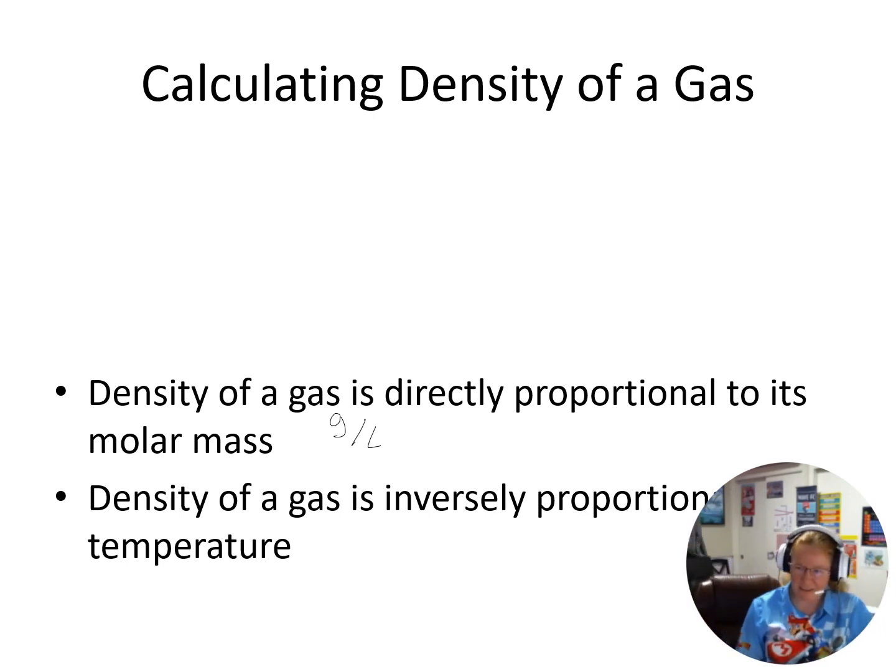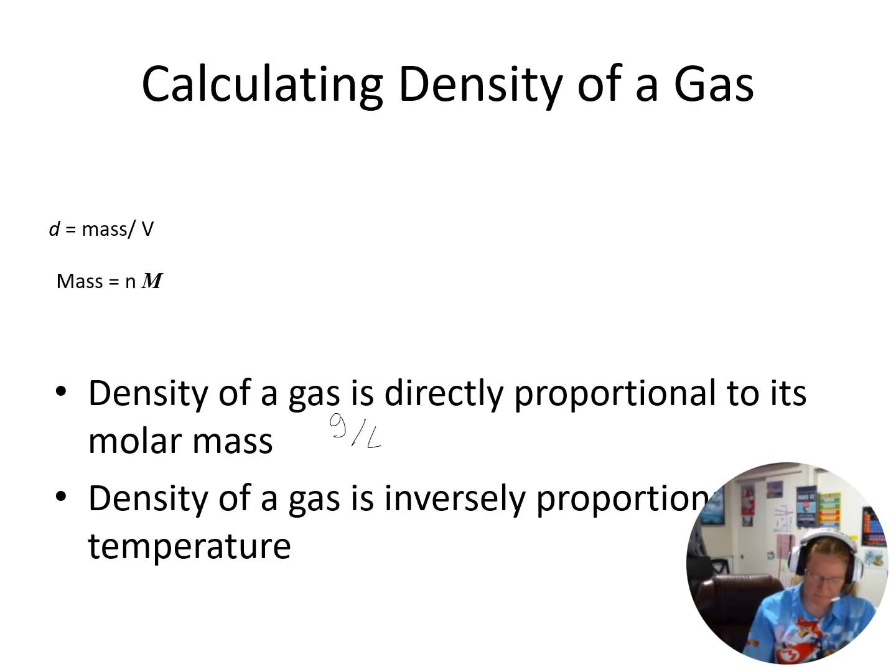Let's take a look at how we rearrange all this stuff. Density is mass over volume, in this case grams per liter. Mass is the number of moles times the molar mass. So I can take X moles times Y grams per mole, and that gives me grams.